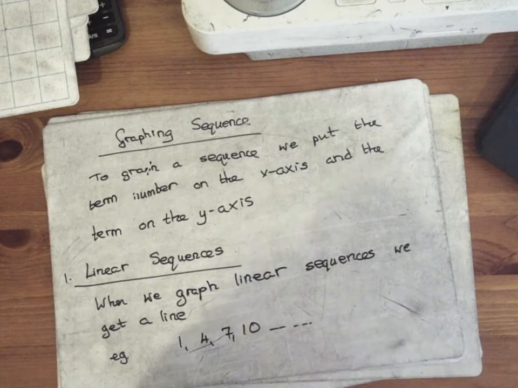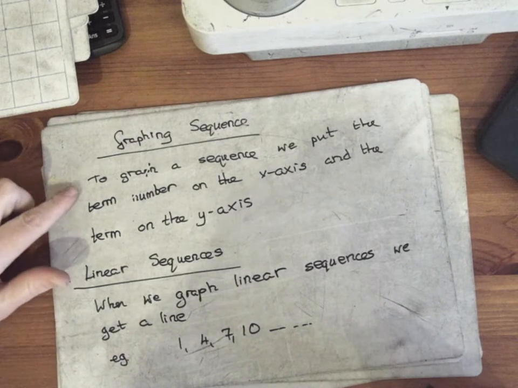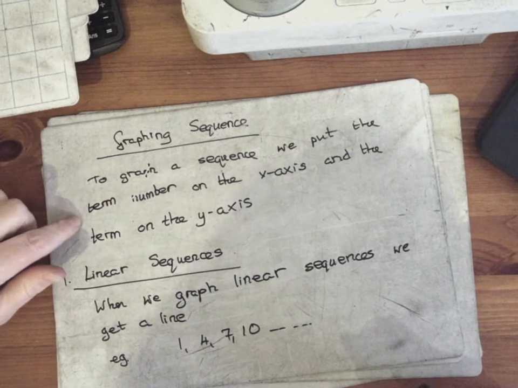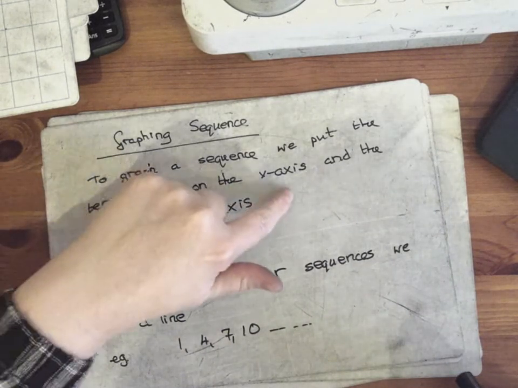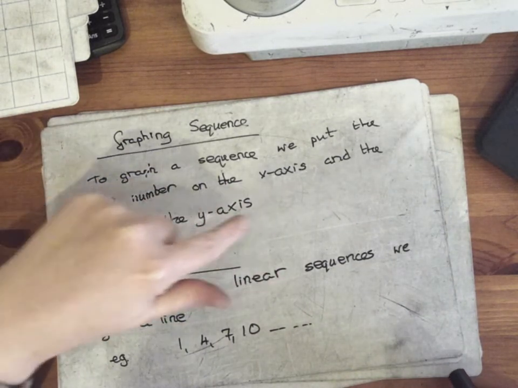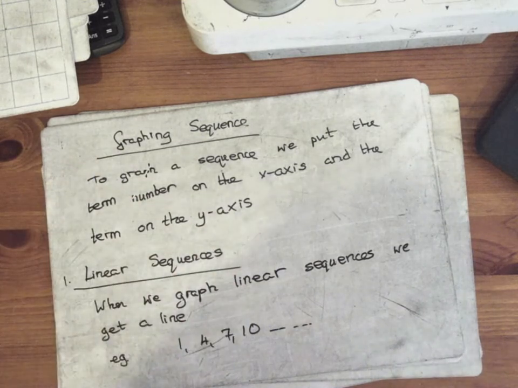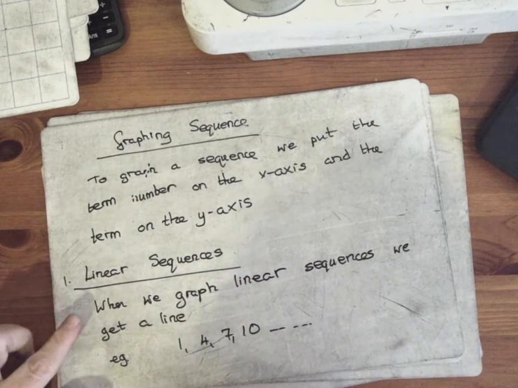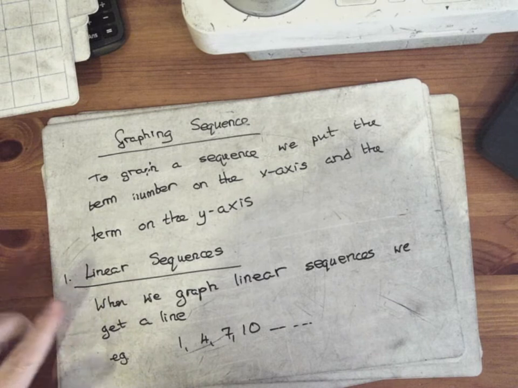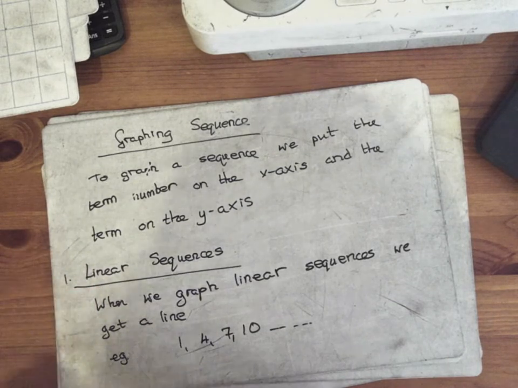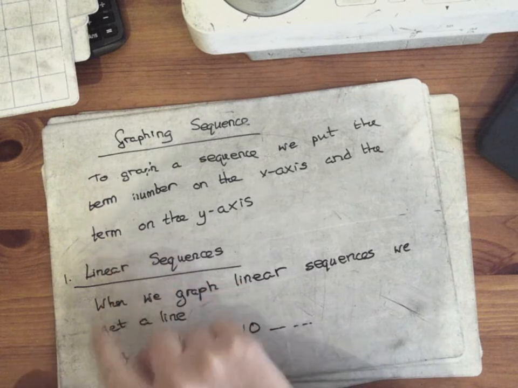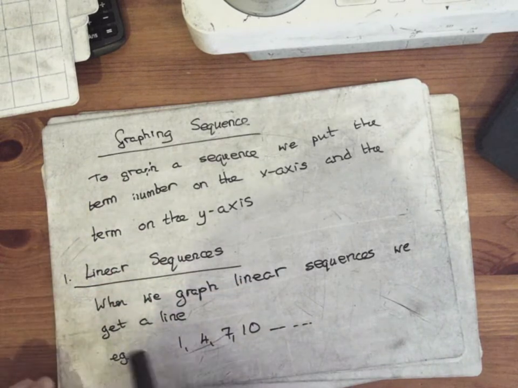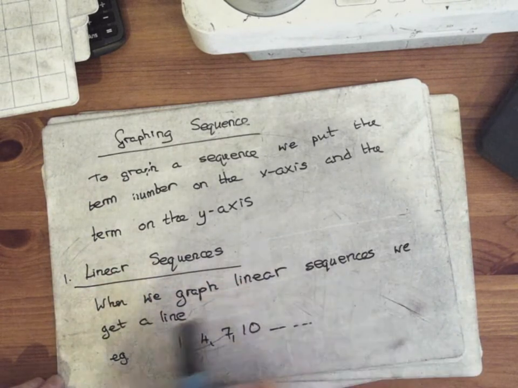Okay, so to graph a sequence, guys, you graph the term number versus the term. The term number goes on the x-axis and the actual term goes on the y-axis. We'll see an example in a sec. So a linear sequence, the clue's in the name of it. When we graph a linear sequence, we get a line. Linear means line.